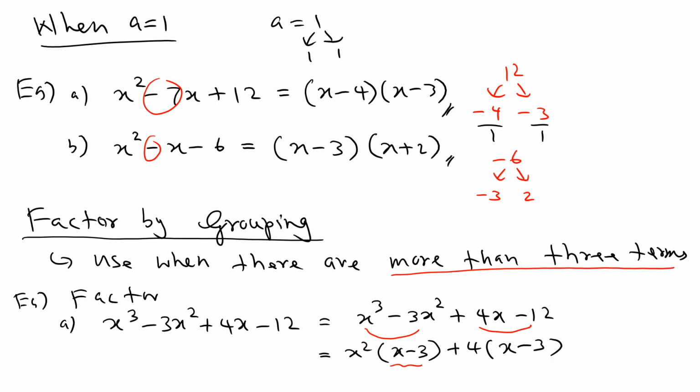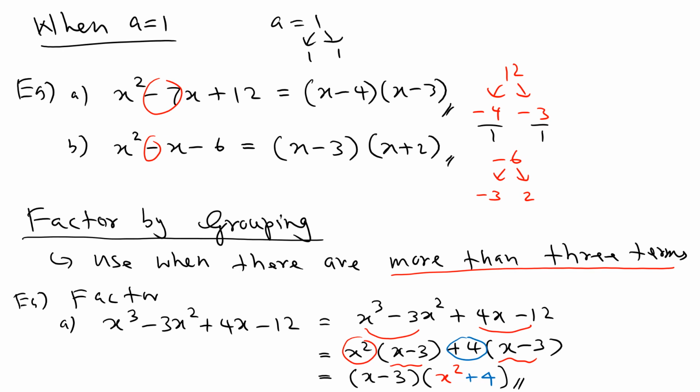Now you can see that this term is common, so we can write that first. So x minus 3, and then you're going to get x squared from the first term, and then you're going to get plus 4 from the second term. So that's how it's going to work, and you can see that the second factor, x squared plus 4, does not have more factors. That means this is the complete factorization.